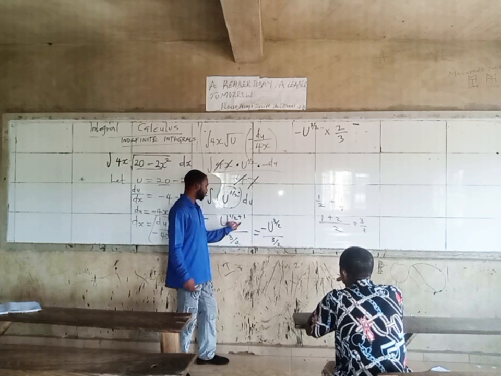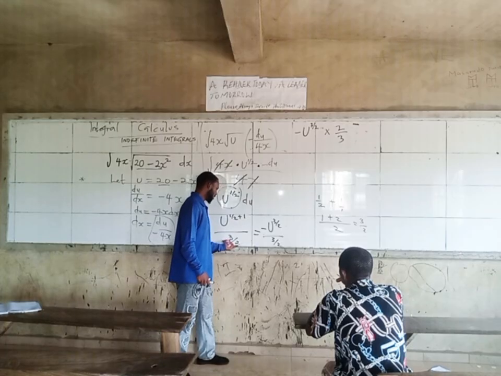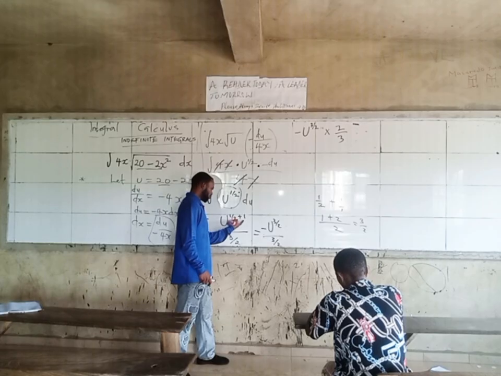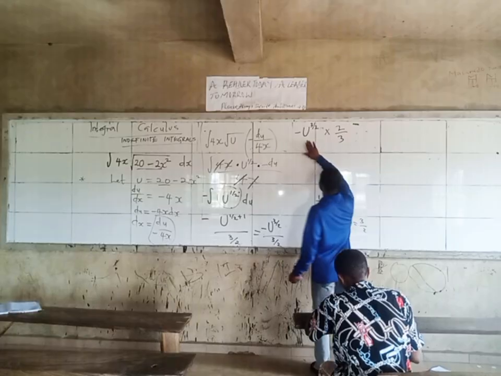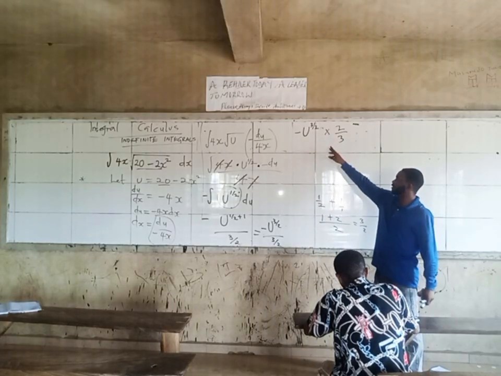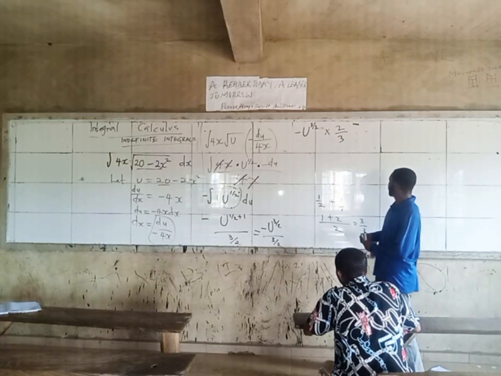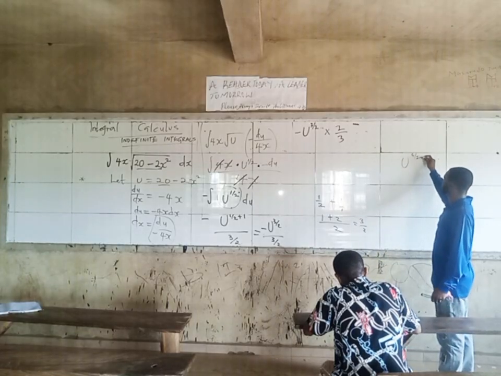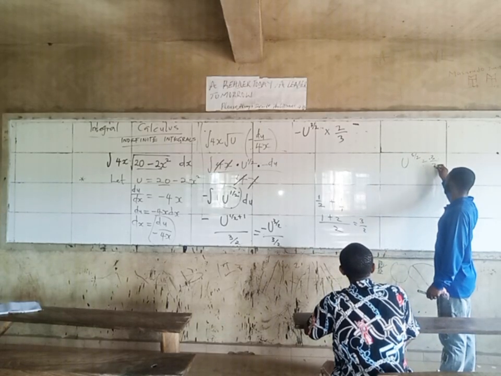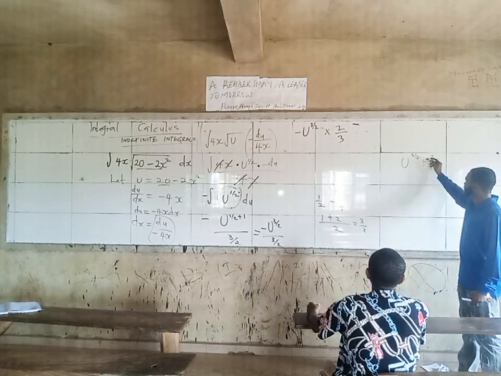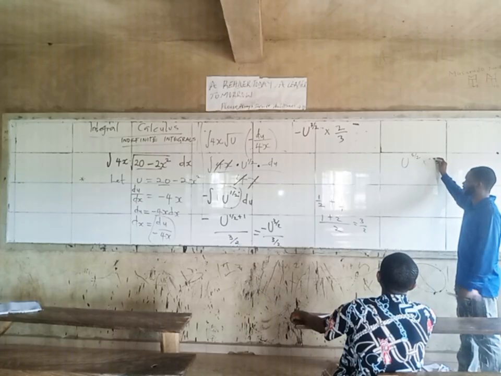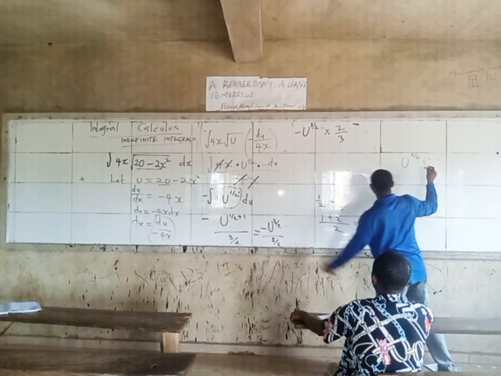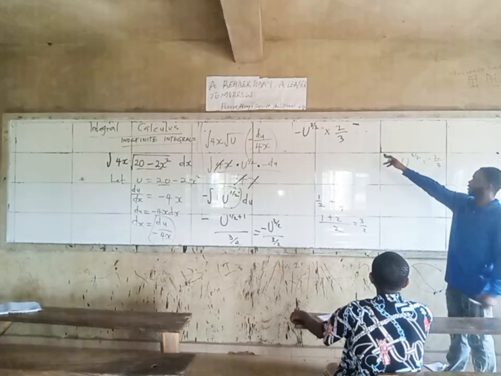That is why I said add 1 to the power and divide by that new power. This 1/2 plus 1 is the same thing as this. Since we've integrated, if you reverse it, when you have u raised to the power 3/2 divided by 3/2, and you change the division to multiplication, 2 will come up, 3 will go down. So this becomes 2/3.